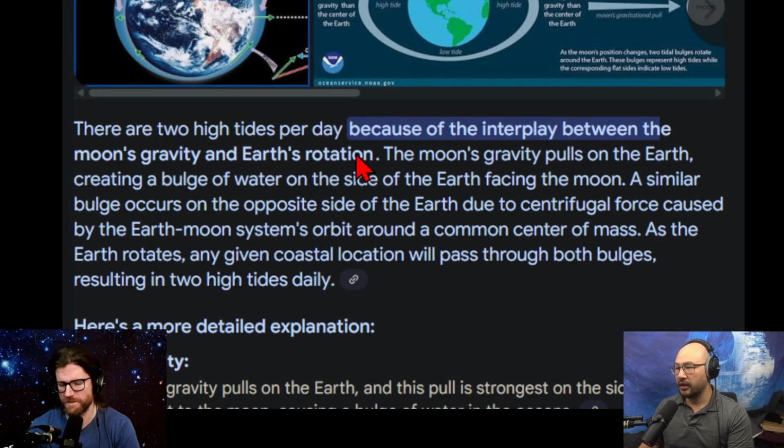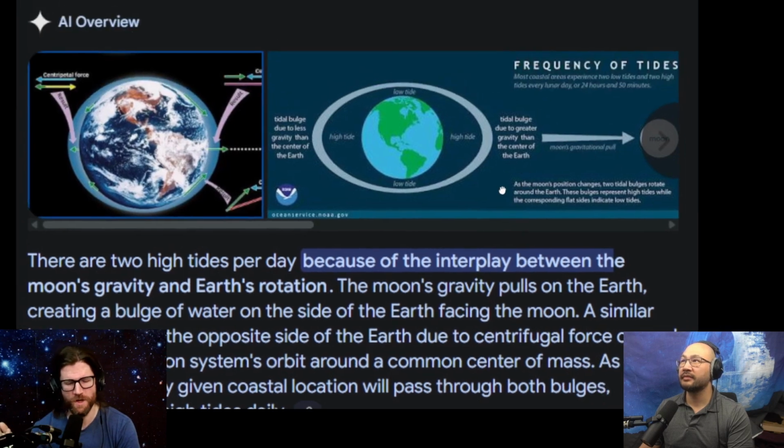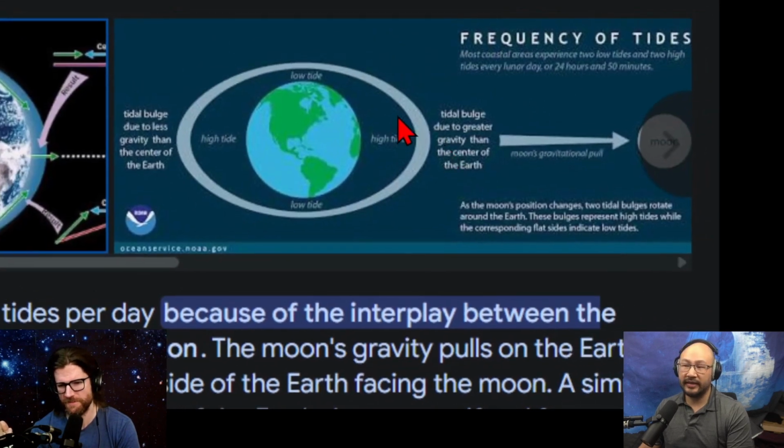Because at first glance, you'd think there's one bulge on the Earth, the one facing the moon, but there's a second bulge on the opposite side, and you're like, what? I mean, it seems right. This side is easy to explain. The moon pulls the Earth and also the water, so it pulls the water towards the moon. You get a little high tide there. The other side is the one that's not so easy to understand.